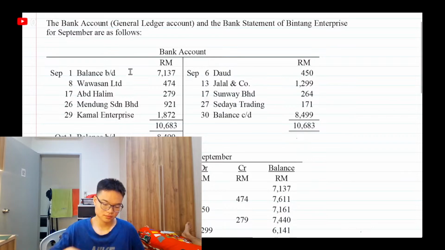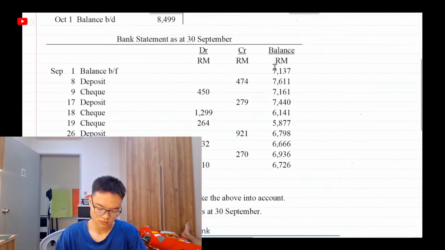So we have the bank account showing the transactions for the month of September, and then we have the bank statement showing all the transactions also for September. Required: write up the bank account up to date, taking the above into account, and draw the bank reconciliation statement as at 30 September.